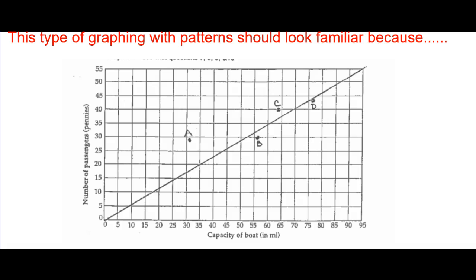If you did your test correctly, most of your points should be on the line or really, really close to the line. Because there's a relationship between how big a volume or capacity the boat has and how many passengers. The bigger the boat, the more passengers it can hold, and the smaller the boat, the fewer passengers. So that's what we're talking about here: relationships, graphing that relationship, and being able to identify the connection between the two different pieces of information.